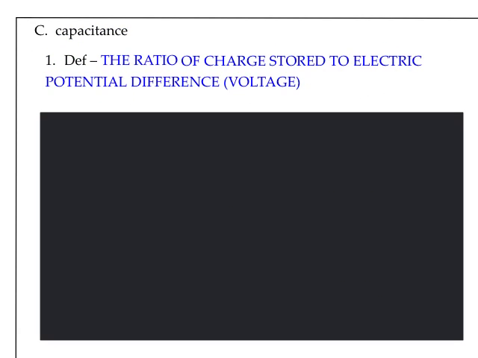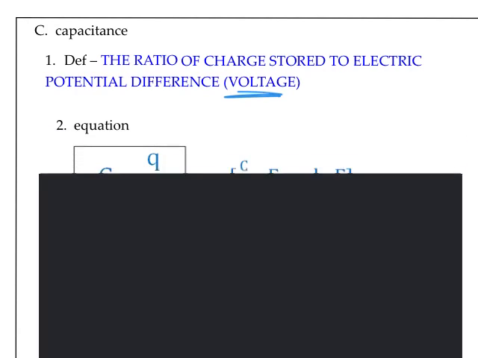And the last thing we're going to talk about today is called capacitance. The definition for capacitance is the ratio of the charge stored to the electric potential difference. And remember, we can also call electric potential difference the voltage, if that's easier for you to remember. And for our formula, this is one of those rare cases where it's really nice that the definition is simply the formula written out in words.